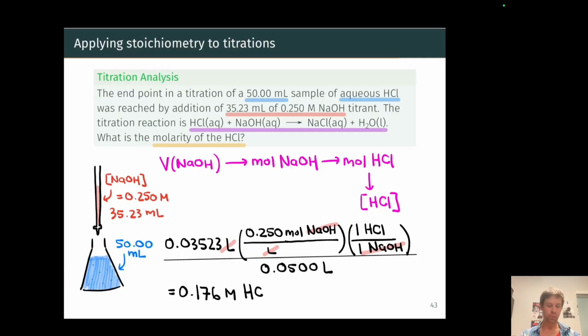We didn't know the number of moles of HCl initially. In fact, we measured that by measuring the volume of NaOH that needed to be added to use up all of that HCl. And we use stoichiometry to go from the moles of NaOH in this volume at this concentration to the moles of HCl, and then divided by the initial volume of the analyte solution, that 50 milliliters or 0.0500 liters, to determine the molarity in the original solution.